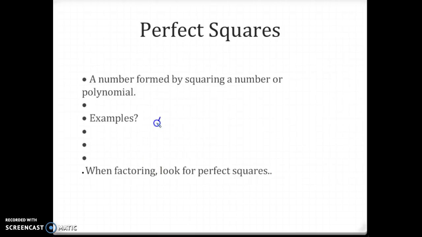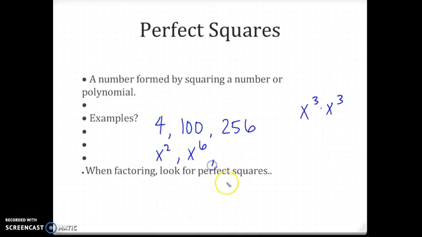So examples: 4, right? 2 squared is 4. 10 squared is 100. 16 squared is 256. So all of these are perfect squares. And x squared is also a perfect square, x times x. If I did x cubed times x cubed, I add my exponents, so x to the 6th is a perfect square. x to the 5th times x to the 5th would give me x to the 10th. So if you have an even exponent, it's going to be a perfect square.